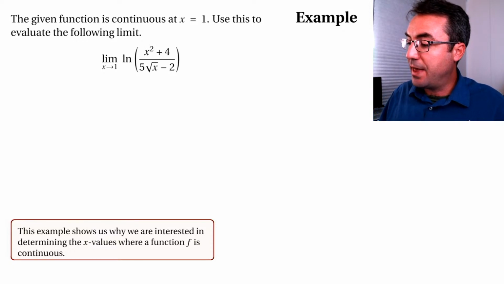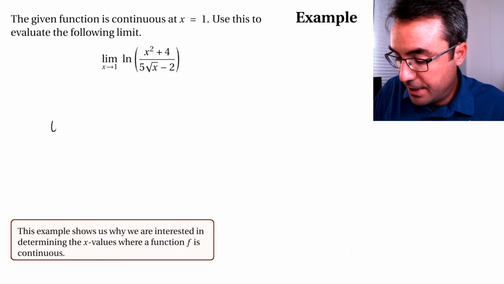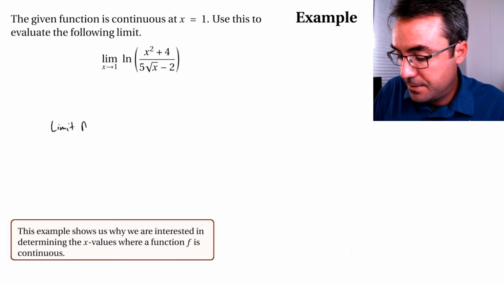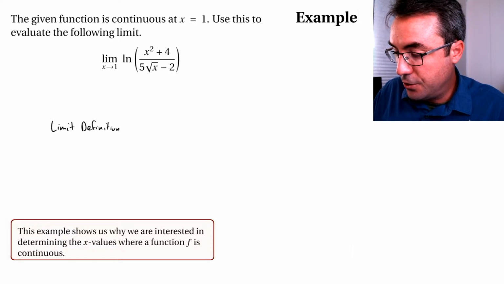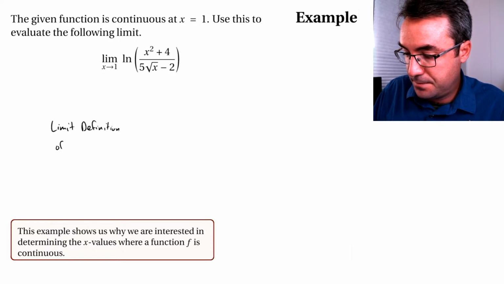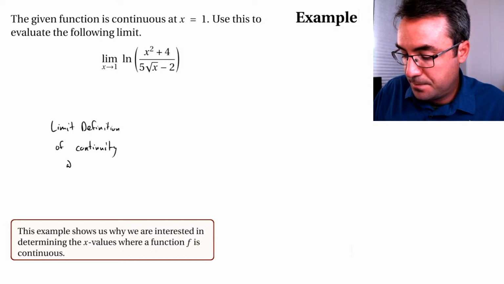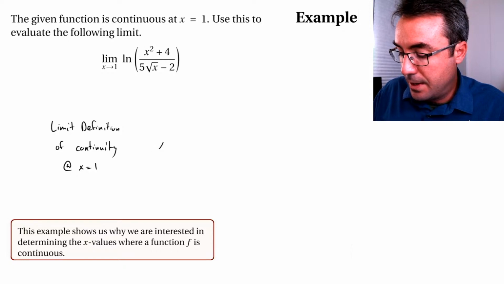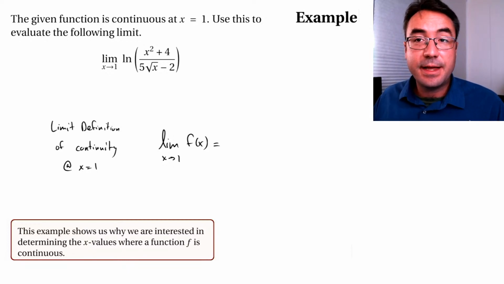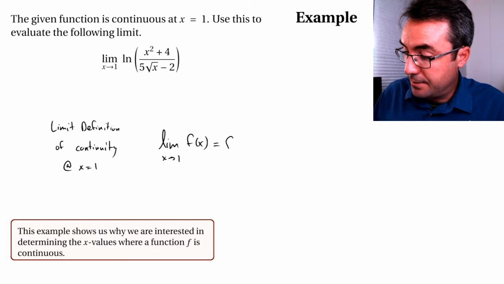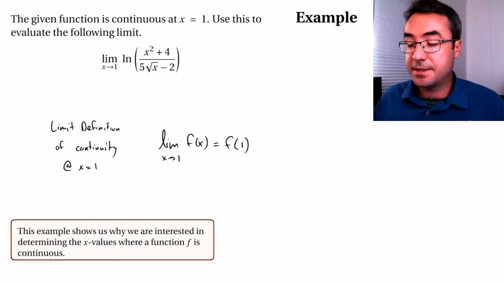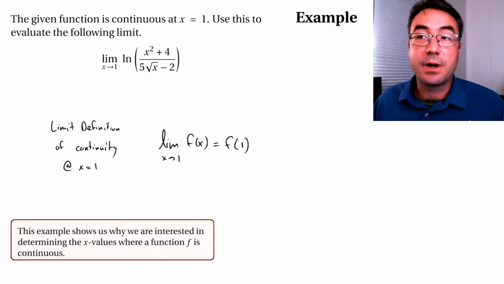So let's just write out what that means. So what is the limit definition of continuity at x equals 1? Well, it means the limit of our function f of x as x approaches 1, the way we calculate that limit, we can just plug in. So we plug x equals 1 directly into our function.